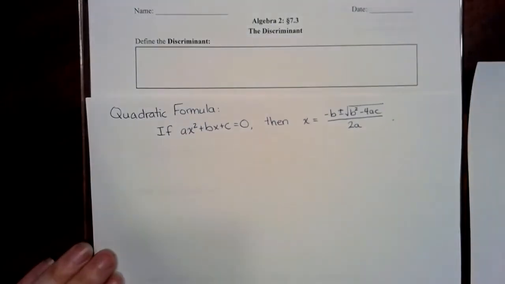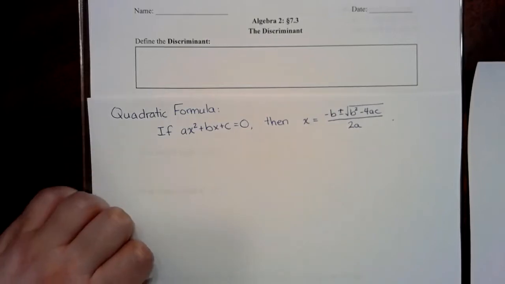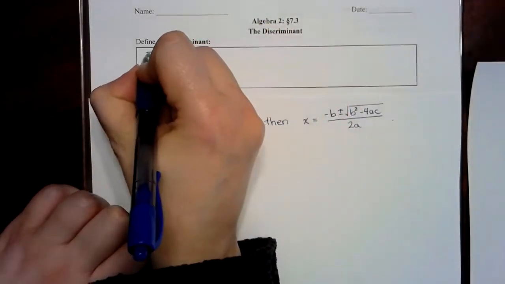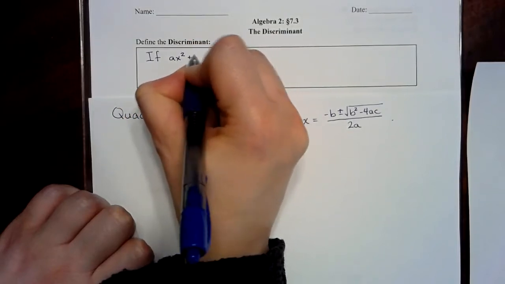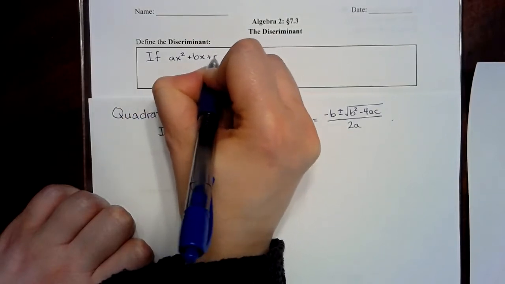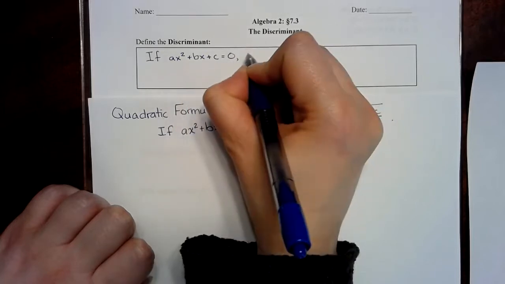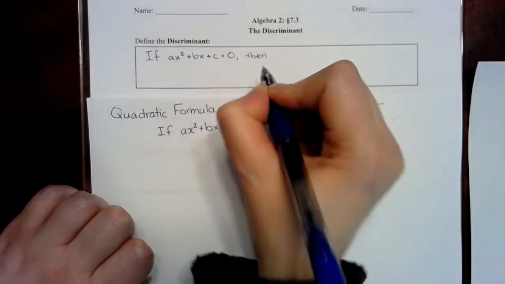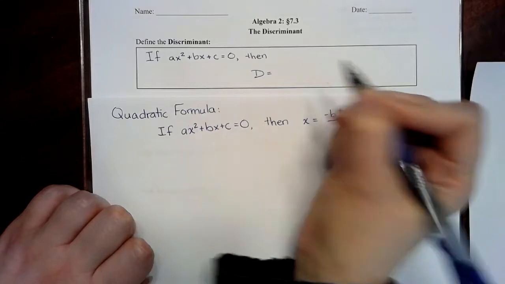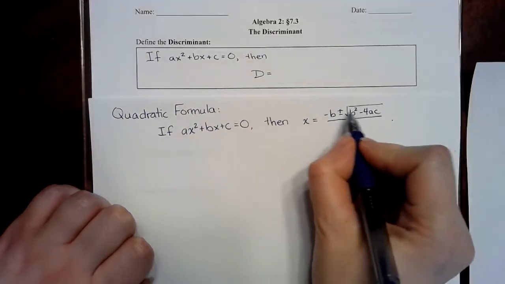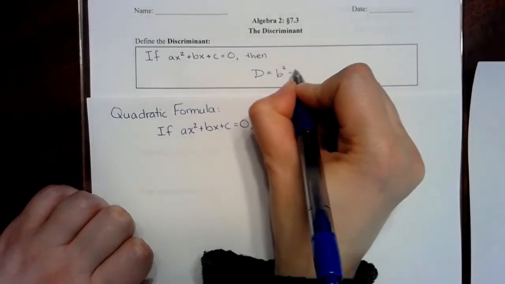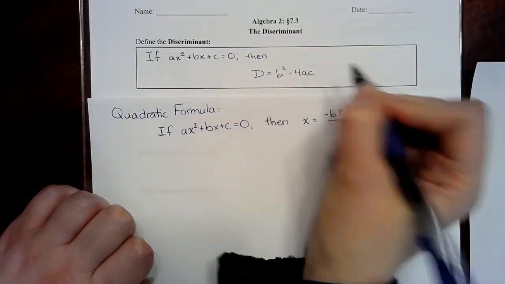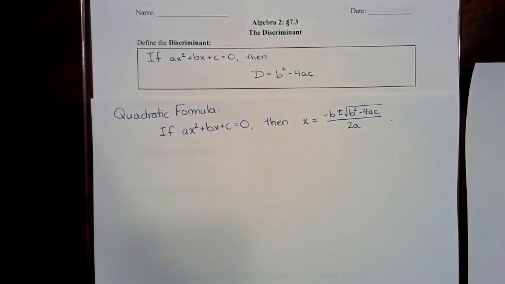When we write the discriminant, it's going to start the same way. If ax squared plus bx plus c equals 0, then our discriminant d is going to be just the part under the square root, b squared minus 4ac.